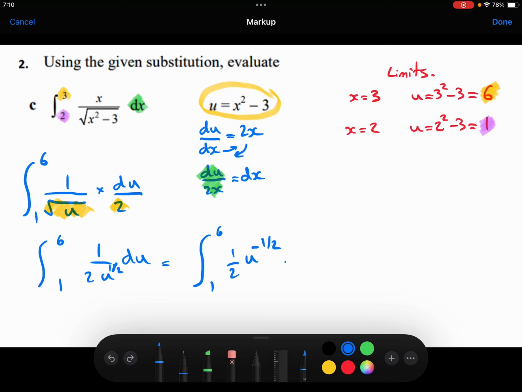so that I can now integrate this by adding 1 to the power. So minus a half plus 1 is a half. Divide by the new power, so I'm going to divide by 1 half, which is the same thing as timesing by 2, which is going to cancel this out.